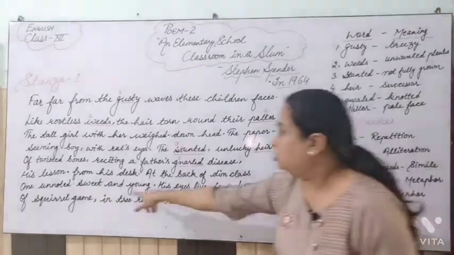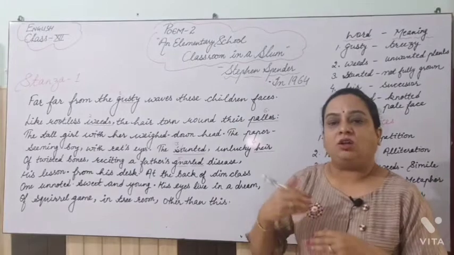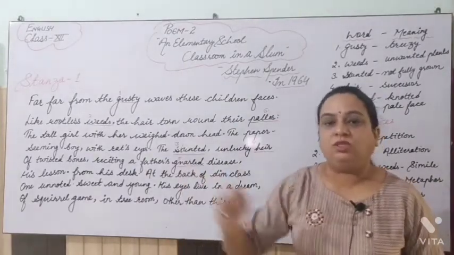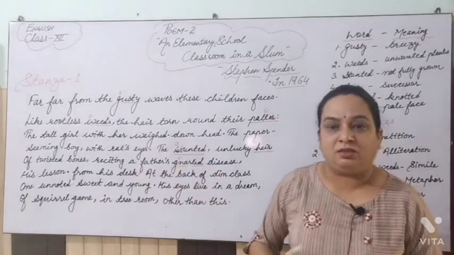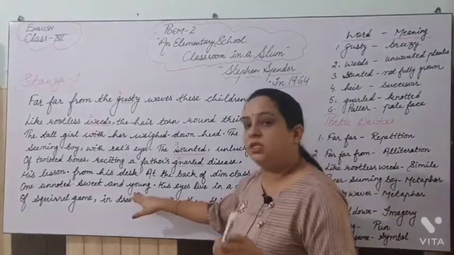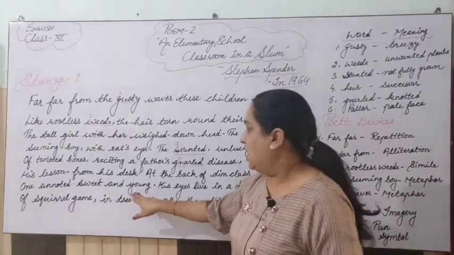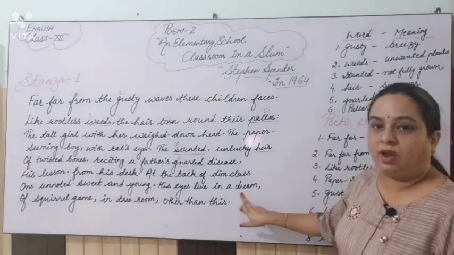It is given that sweet and young is the young boy, and he is not visible because he was sitting at the back of the class, because there is no proper electricity, right? No light is there, so he is not noticeable by anyone. So sweet and young, his eyes live in a dream, right?